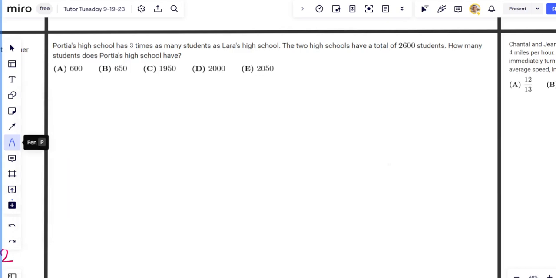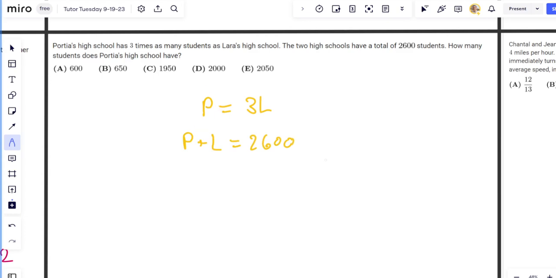Looks interesting. I think this one could be a little warm-up problem as well, or maybe a systems of equations problem. Portia's high school has 3 times as many students as Lara's high school. Let me write that down. Portia's high school has 3 times as many as Lara's. The two high schools have a total of 2,600 students. In other words, P plus L equals 2,600. And how many students does Portia's high school have?